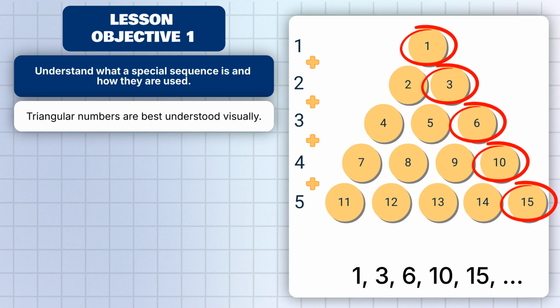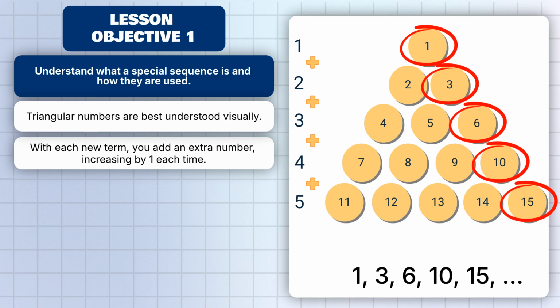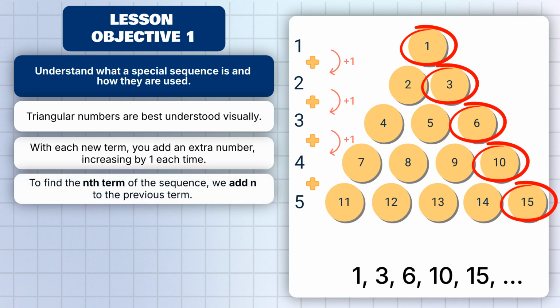Algebraically, you can see that with each new term, you add an extra number. This extra number increases by 1 each time. Let's see if we can represent this with a formula. Notice that to find the nth term of the sequence, we add n to the previous term. For example, to figure out the fifth term of the triangular number sequence, we added 5 to the previous term, which was 1 plus 2 plus 3 plus 4, 10.